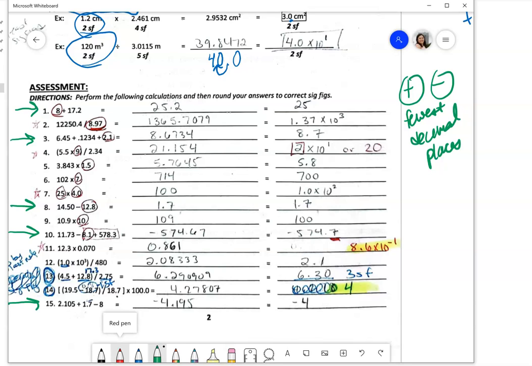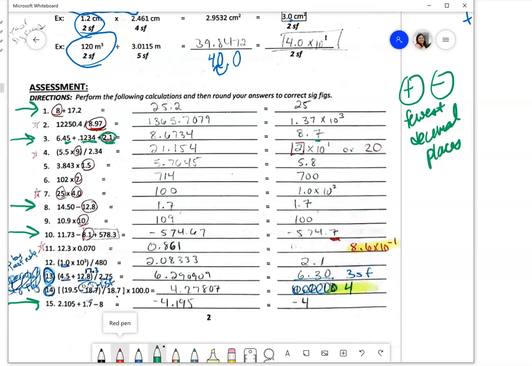On number 3, I have to add up all those numbers. Again, I'm still using the same rule, fewest number of decimal places. So this one had 2 decimal places, this had 4 decimal places, and this has 1. So I know that my final answer should have 1 decimal place. So when I calculated, I got this big number, but I knew I had to round it off to just have 1 decimal place.